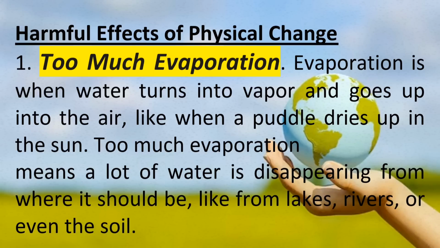Evaporation is when water turns into vapor and goes up into the air, like when a puddle dries up in the sun. Too much evaporation means a lot of water is disappearing from where it should be, like from lakes, rivers, or even the soil. Okay, so that's why when we come across some rivers, if there is too much evaporation, we can tell. For example, I have this one particular river because it is where I go to during my vacation when I was a child.